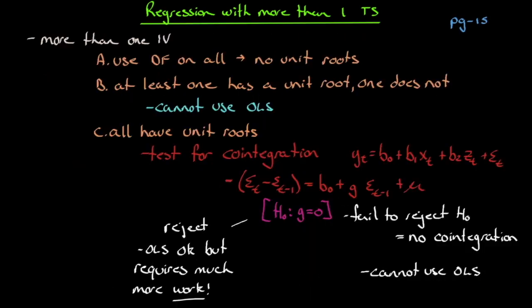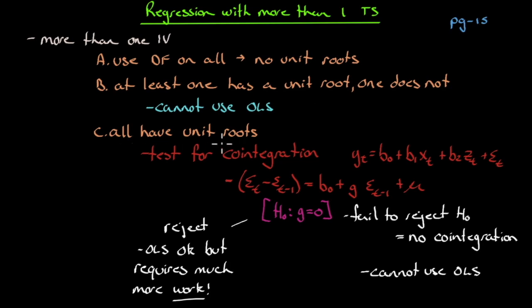Right, and last note here, what if we're using more than one independent variable time series, not just Y regressed on X, but Y regressed on X and Z? Well, A, use a Dickey-Fuller on all of them. Hopefully there are no unit roots, and you're good to go. B, at least one has a unit root, one does not. Again, you cannot use OLS. You have to stop using what we're doing and move on to something else, which we're not going to do.